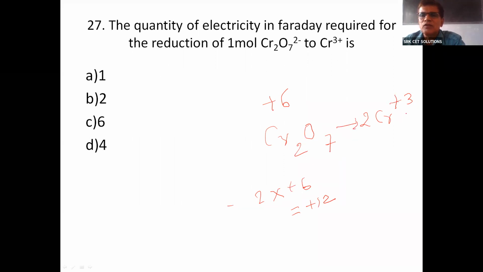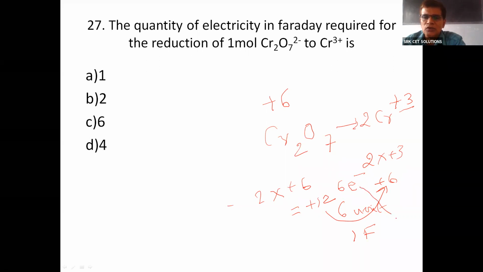Here, the oxidation number is +3 for chromium. So from 2, it will be 2 into +3. Total oxidation number is +6. Look at the change in oxidation number. It is 6 units. For every unit change in oxidation number, you require quantity of electricity 1 Faraday. And for changing 6 units, it requires 6 mole electron. 6 mole electron is 6 Faraday. For every mole of electron passing, it is 1 Faraday.